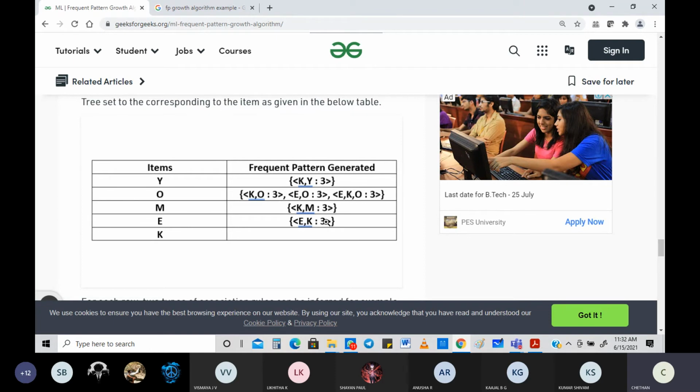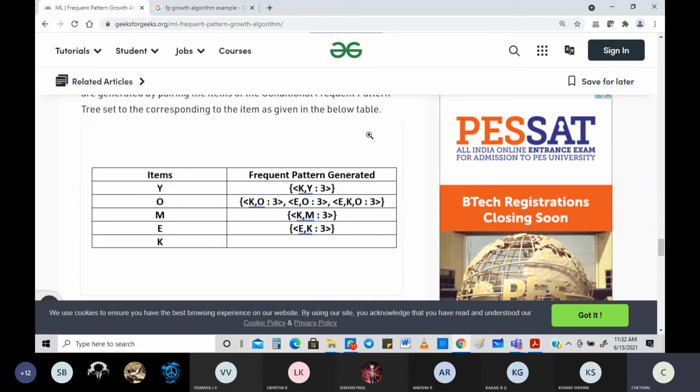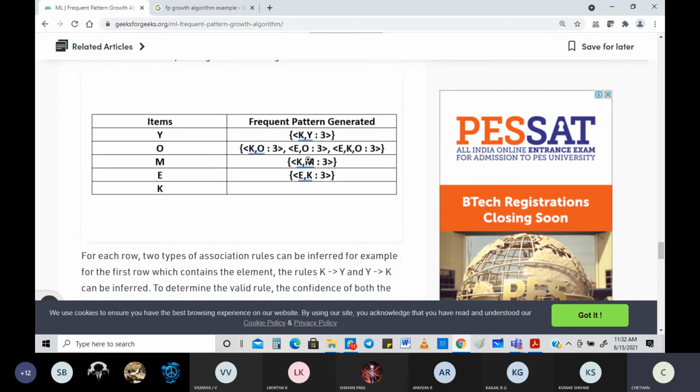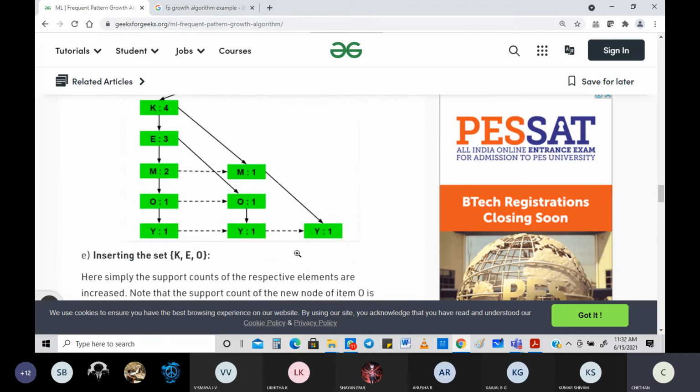And you can see very clearly how the frequent patterns come. K and Y, they come together with 3. K and O, 3, E and O 3, EKO 3, KM 3, EK is also 3. It should be 4, right? E and K should be 4. Okay, it should be written as 4. Now that is why you're going with this FP growth algorithm.